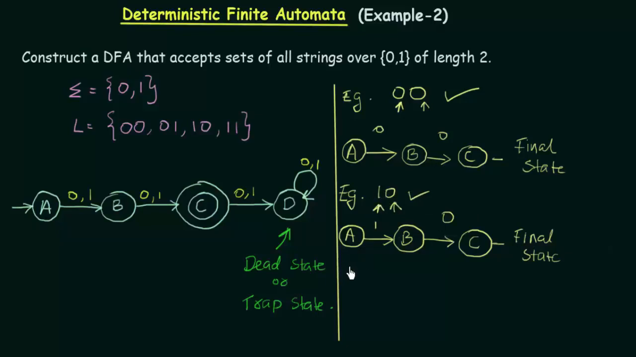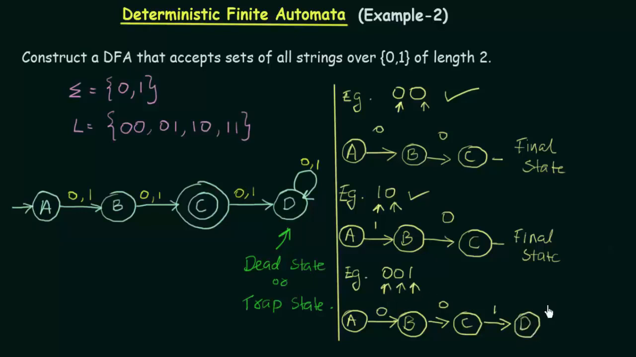So far so good. Okay, now let's check for a longer string, which is 0, 0, 1. Let's see if this will be accepted or not. Again, I start from my initial state A. First input is 0. In A, if I get 0, it goes to B. And now I am in B, and the next input I get is again 0. So when I get the input 0 in B, it goes to state C. Right? And again, I have one more input here, which is 1. So I'm in state C, and when I get input 1 in state C, what happens? It goes to state D.